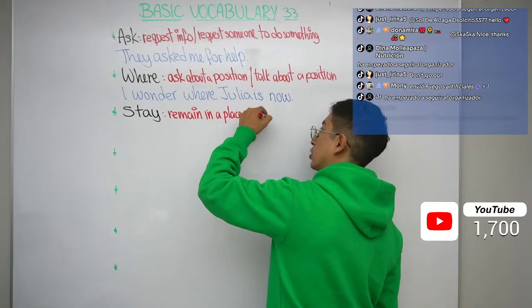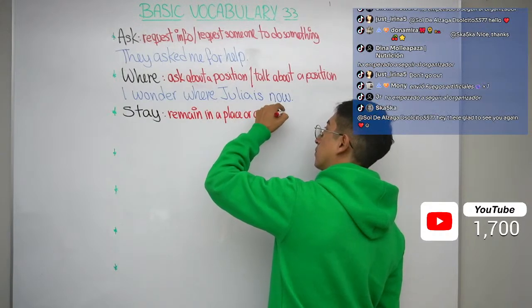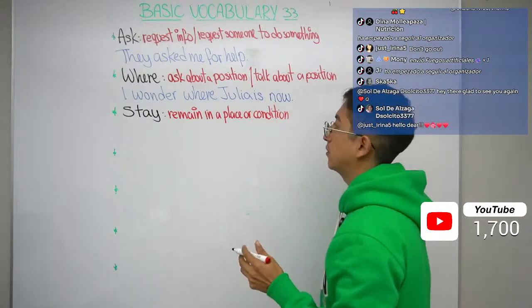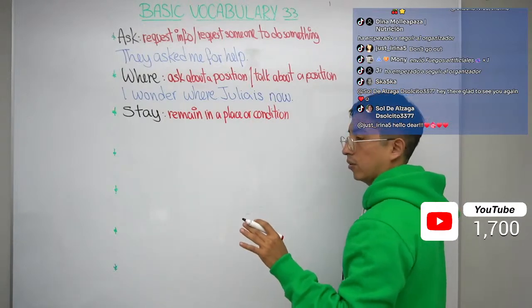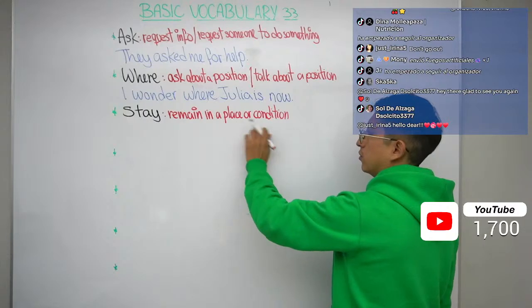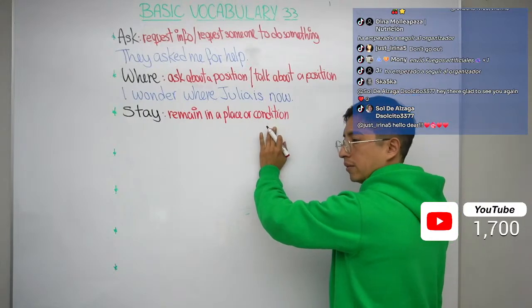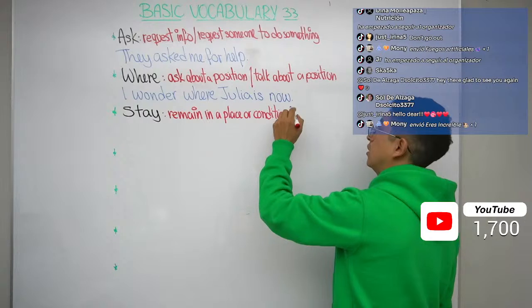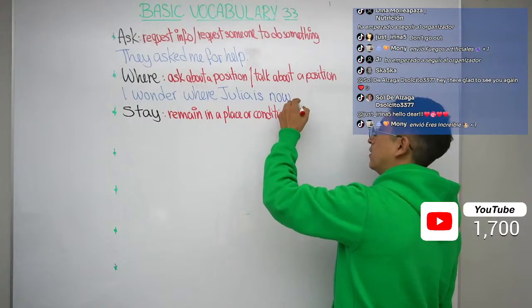Or condition. Okay, that is the first meaning: to stay, or in a place, to remain in a place or condition. Number 1. And number 2 is to live somewhere temporarily.